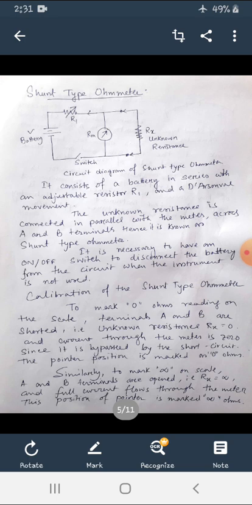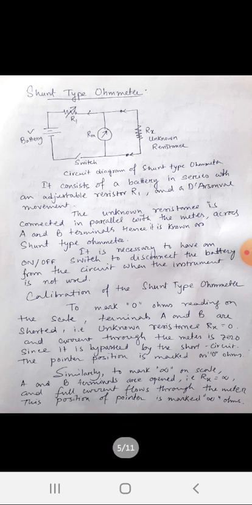Okay, now similarly to mark infinite, what we have to do to mark the scale infinite, that is A and B terminals are opened, that is open circuit. Okay, to open the circuit we are getting an infinite resistance, that means the circuit will be in the air, there is no current flow in the circuit. Okay, the circuit is basically disconnected.